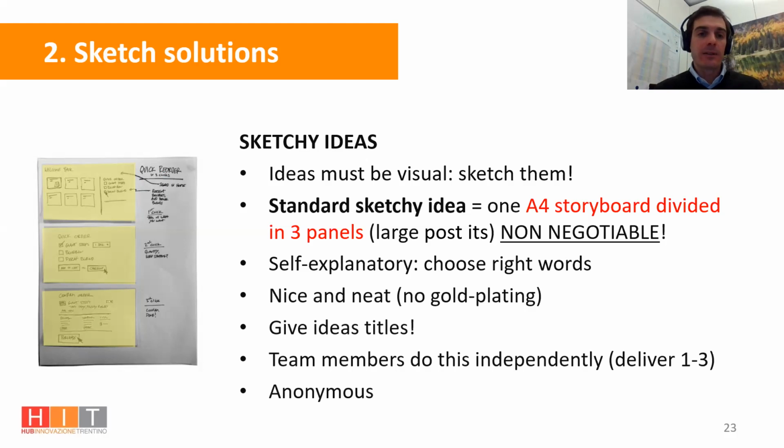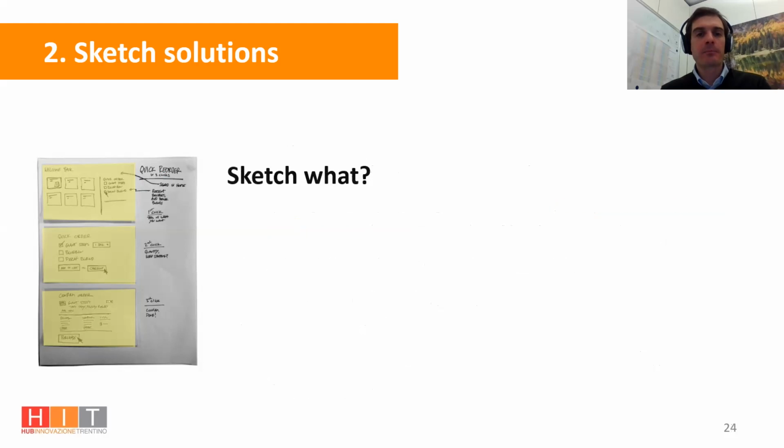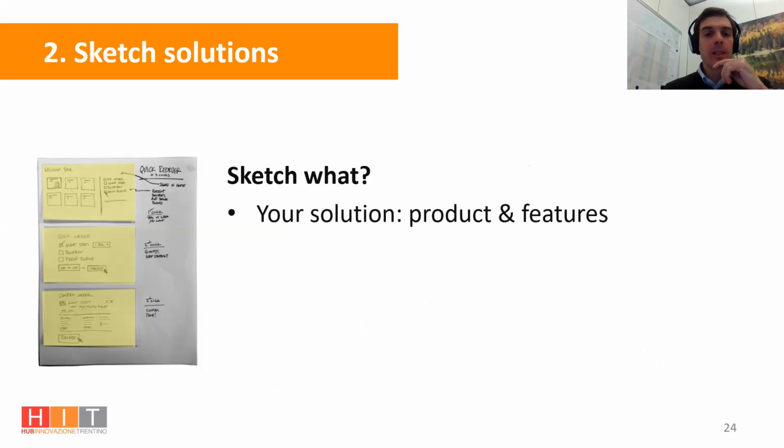And by the way, this first ideation phase, you do it alone. This is something that you do really independently. You develop ideas alone. This is where you diverge. You might end up developing even more than one idea. So what's inside a sketchy idea? What should you sketch into an idea? Well, you should, of course, sketch your solution. So it could be like a product with its own features.